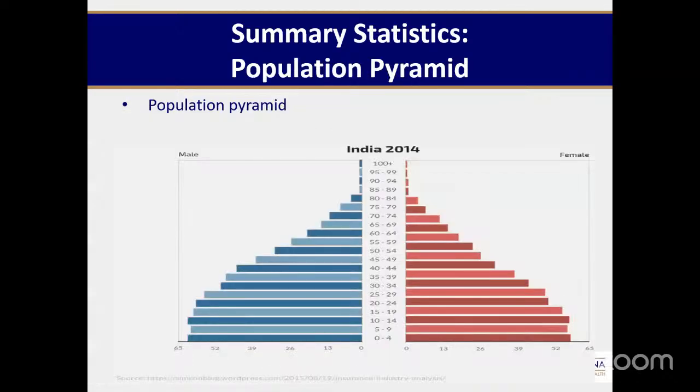The last but not the least, or maybe there's more, we have what we call the population pyramid. This is very helpful when we are doing population dynamics.